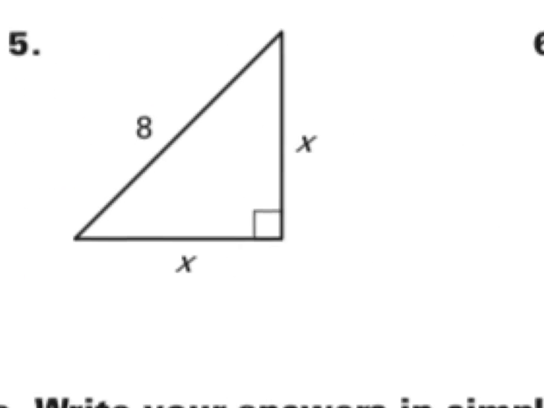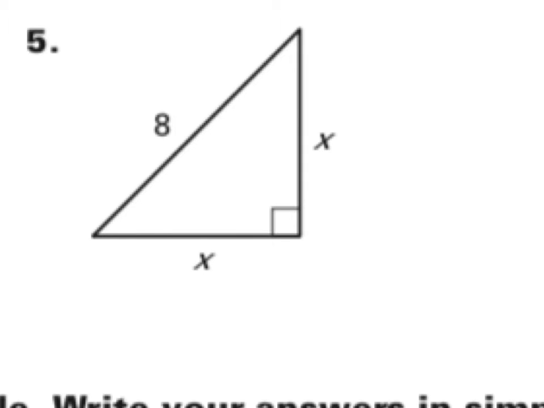Number 5. 1, 1, square root of 2. And again, in this one, I know that it's a 45, 45, 90 because I know that these two sides are congruent. That means these two angles are congruent. And since we have a 90-degree angle down here, then these must be 45s. Okay, that's how I know.